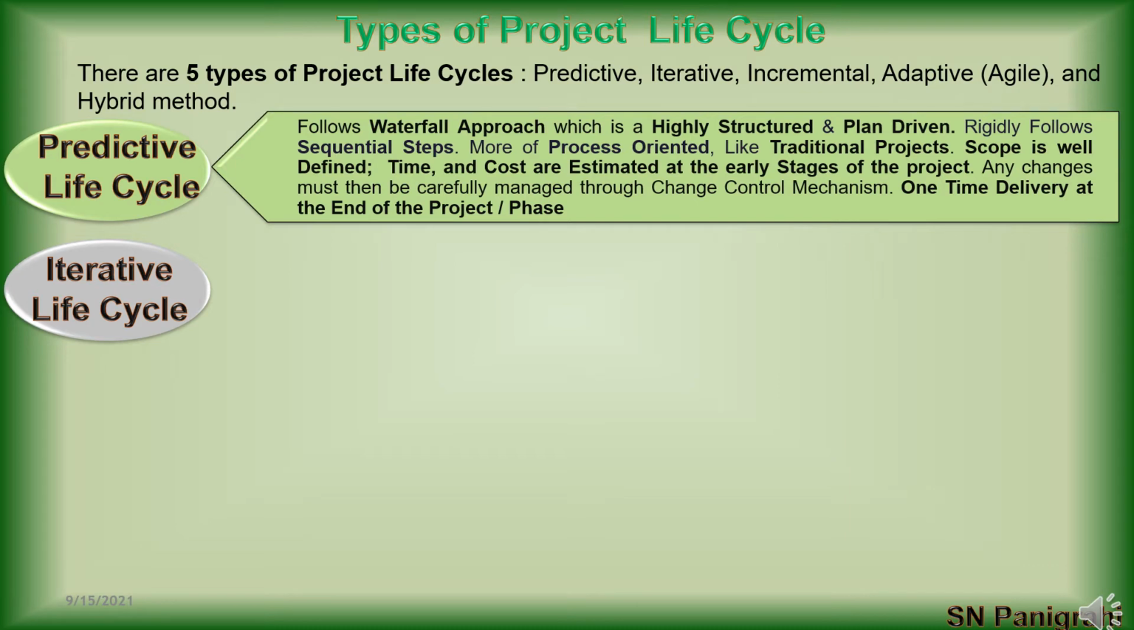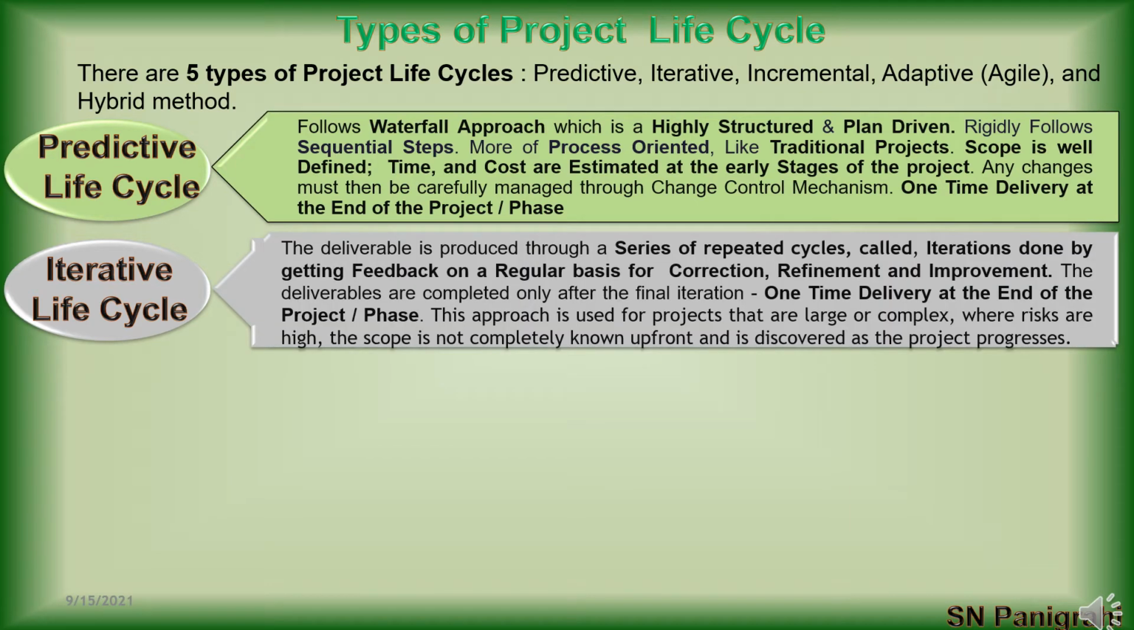Iterative life cycle. The deliverable is produced through a series of repeated cycles, called iterations, done by getting feedback on a regular basis for correction, refinement and improvement. The deliverables are completed only after the final iteration. One-time delivery at the end of the project or phase. This approach is used for projects that are large or complex, where risks are high, the scope is not completely known upfront and is discovered as the project progresses.